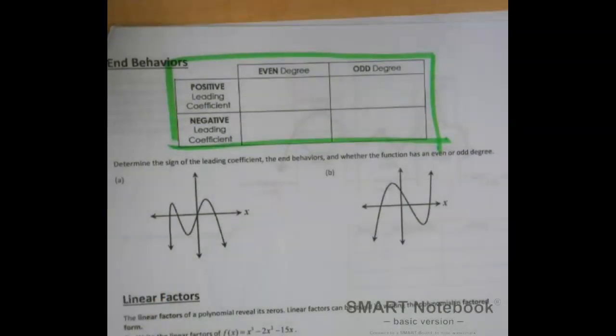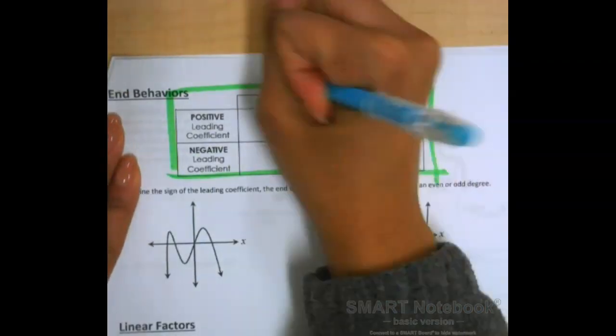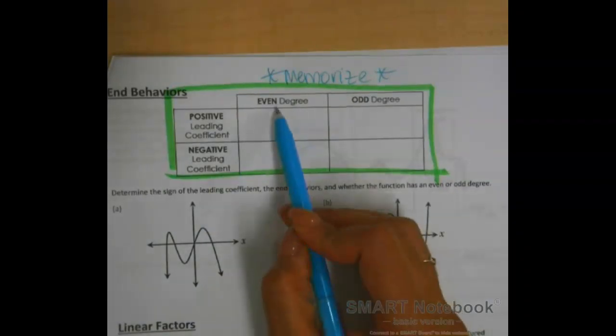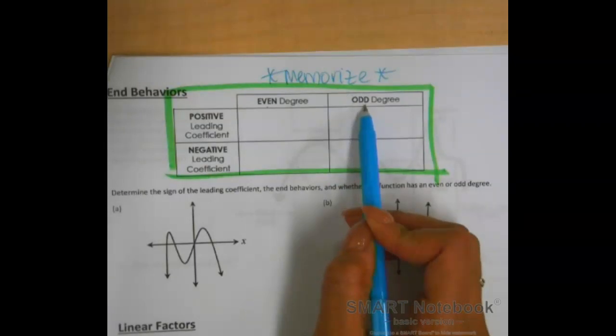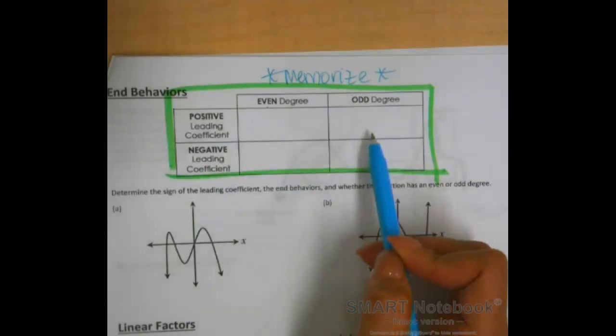You guys know this. I don't say it very often, but for this, I need you to memorize. I need you to memorize this table. And I'm going to try to help you guys with how you can memorize it to make it easier for you. So what this does is it tells you when you have an even degree or odd degree function with a positive or negative leading coefficient, what's going to happen to the ends of your graph.